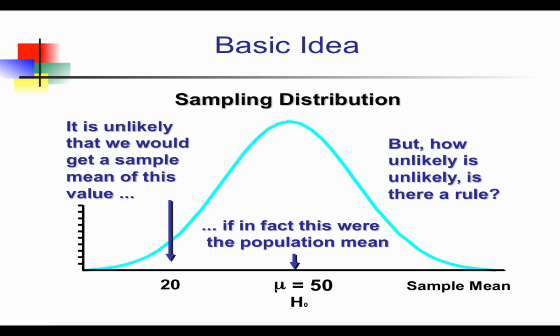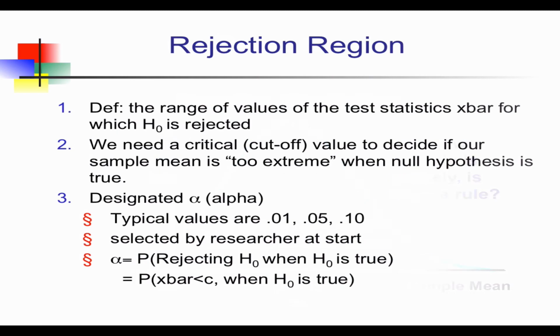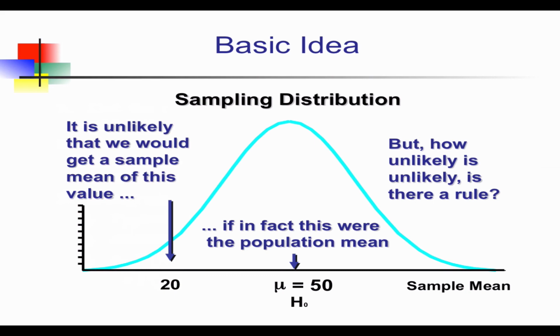Does that make sense? So the rejection region is really just trying to decide that C, that critical cutoff. And how do we decide that? We use this alpha. So this is a trick. Alpha equals the probability of x bar rejecting the null hypothesis when the null hypothesis is true. So if you put that in mathematics, like I just said, you need to have a C.